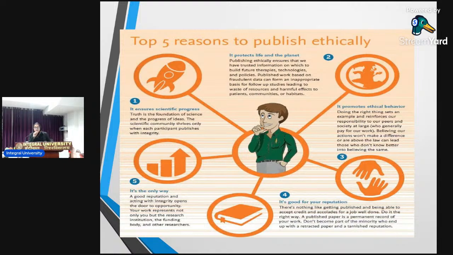And finally, the fifth reason, and the main reason, is that it is the only way. Okay, remember this. It is the only way. Shifa, pay attention. This is the only way. Why is it the only way? Because you cannot afford to be unethical in reporting your data, in monitoring the data that you have collected.